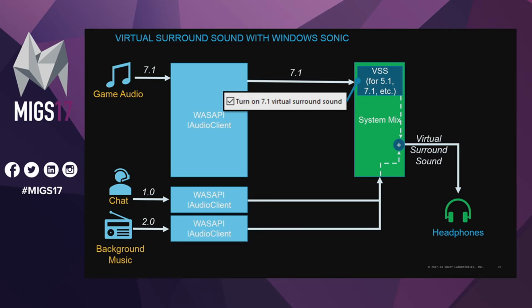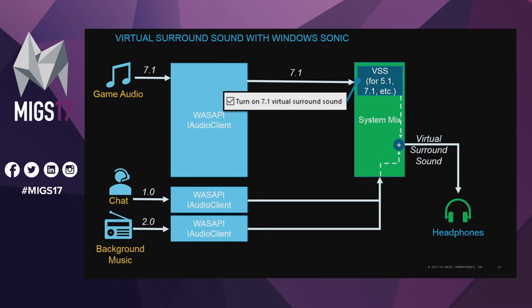Now in this case, you'll notice chat and background music are still down there as WASAPI endpoints. They won't have VSS applied, so chat would sound a little weird if you had VSS applied to that, and your music is probably already created for stereo pretty well. We don't want to mess with that. If you created stereo music, we leave it stereo, and that works fine. But VSS will apply for all your game audio, and it'll sound like the 7.1 mix you intended to deliver over headphones, which we're pretty excited about.